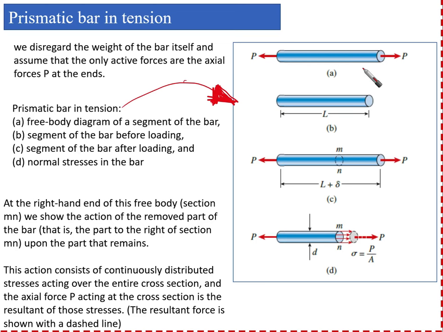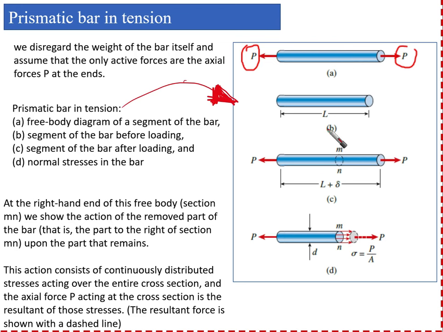And if we look at this bar under the force being applied, we call this the free body diagram of a segment of a bar. So we are going to take part of it and say that there is force being applied from both sides on this segment, right? So this is the free body diagram.